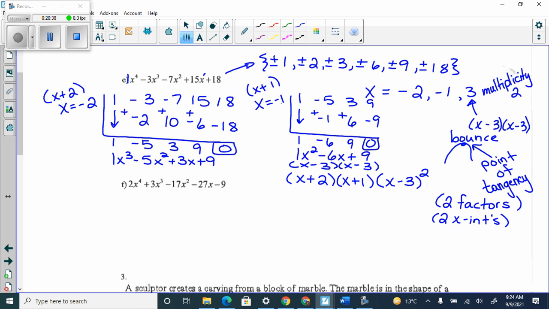What's the symbol for that? Multiplicity 2, there's no symbol. So they can either say 3 multiplicity 2, or they can say there's a point of tangency at 3, because the point of tangency means 2. They can use them interchangeably, like zeros, roots, and x-intercepts are interchangeable. Multiplicity 2, or point of tangency at 3, interchangeable. Does that make sense?